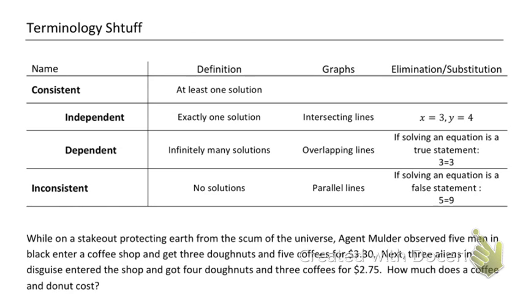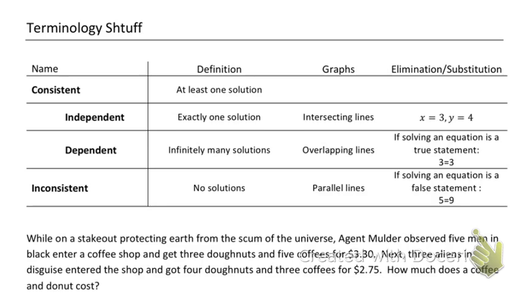Dependent is infinitely many solutions. If I was to give you a graph and said, is this dependent, you would know they're dependent if there were overlapping lines, two lines that were on top of each other. If you were using elimination or substitution, you would know it's dependent because while solving it, your variables would disappear. Your x's and y's would both cancel out, and you'd be left with numbers on either side.